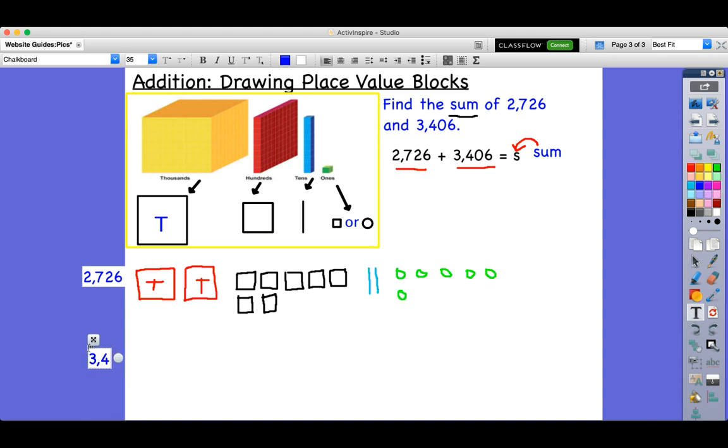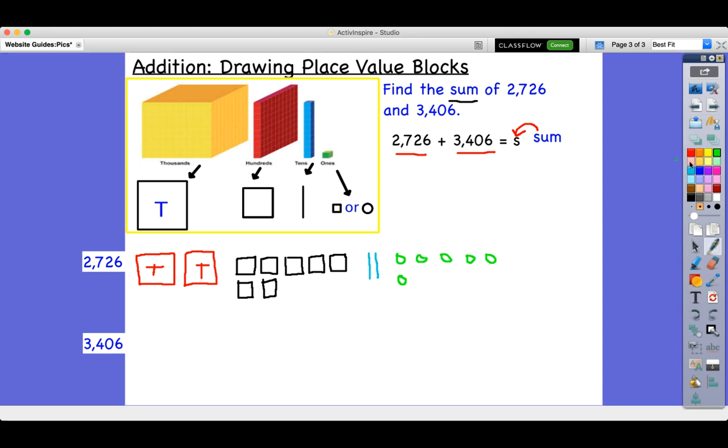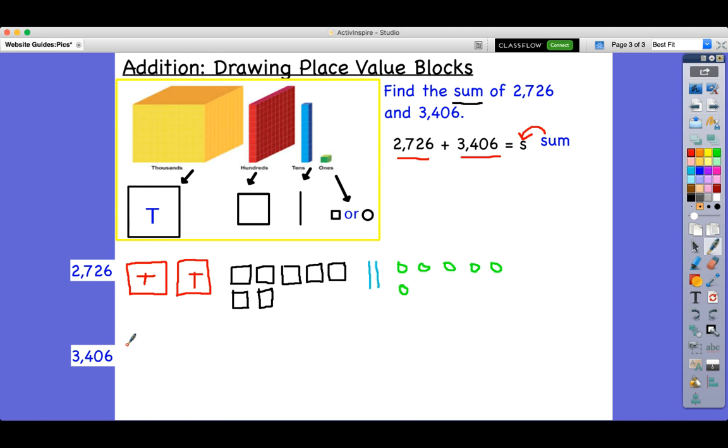Okay, now we're ready to represent our second addend with place value blocks. So I'm going to do 3,406, just put a little label here. Start with my thousands place again. And I have 3 in the thousands place this time. So I'm going to start with 3,000 blocks. Again, that T just helps me realize, and I draw them a little bit bigger as well, that those are thousands. So I have 1,000, 2,000, 3,000. Then in my hundreds place over here, I have a 4.